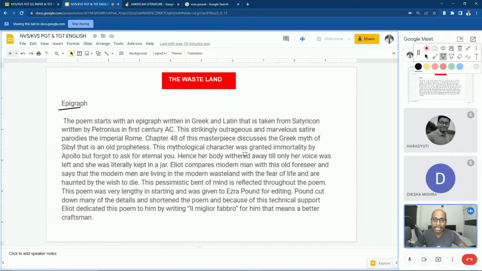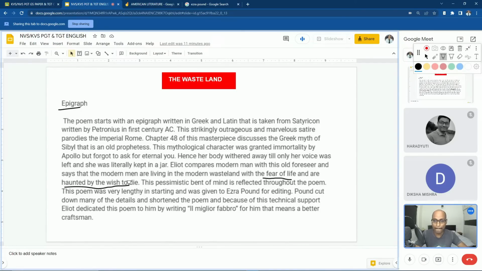This mythological character was granted immortality by Apollo but forgot to ask for eternal youth. So that character lives forever. Hence her body withered away till only her voice was left, and she was literally kept in a jar. Eliot compares modern man with this old seer and says that modern men are living in the modern wasteland with the fear of life and are haunted by the wish to die.